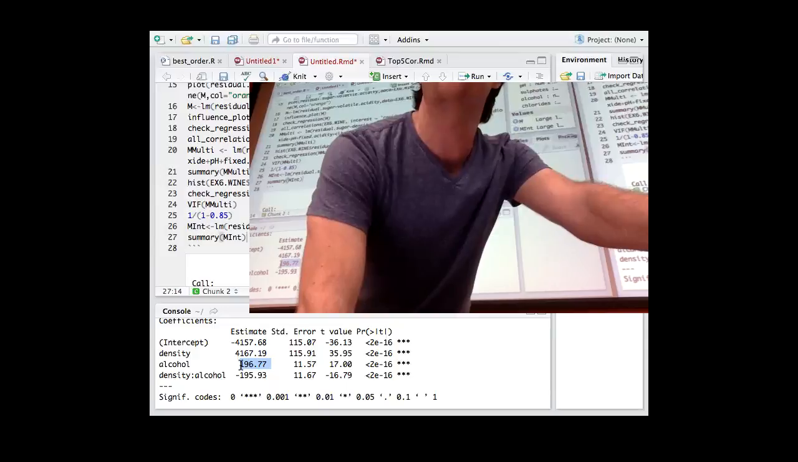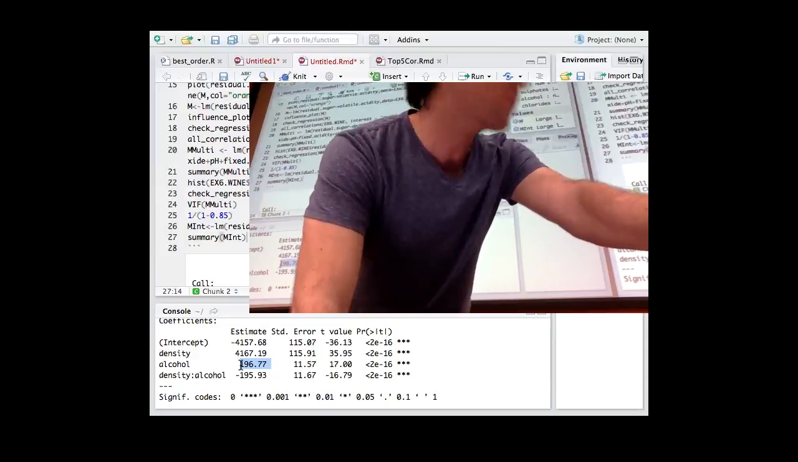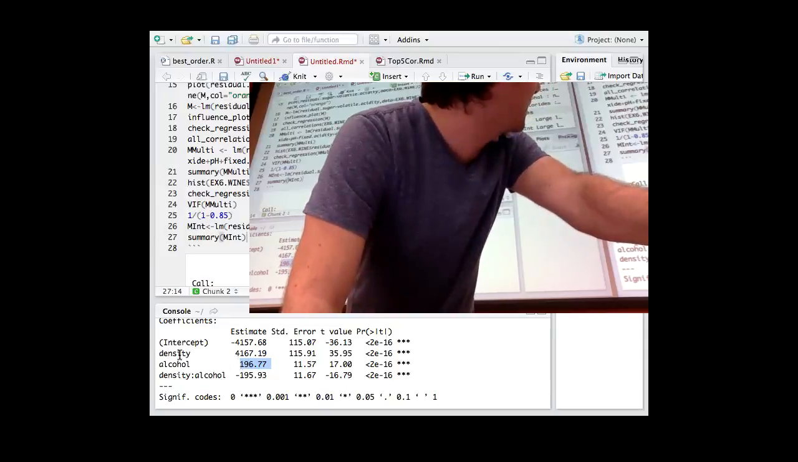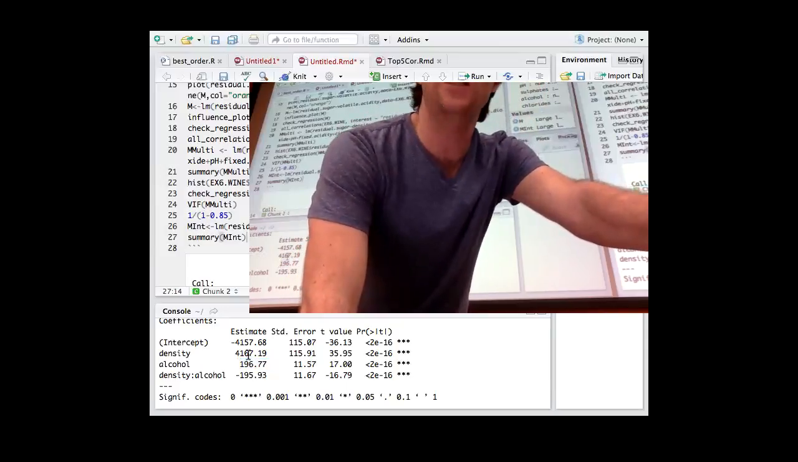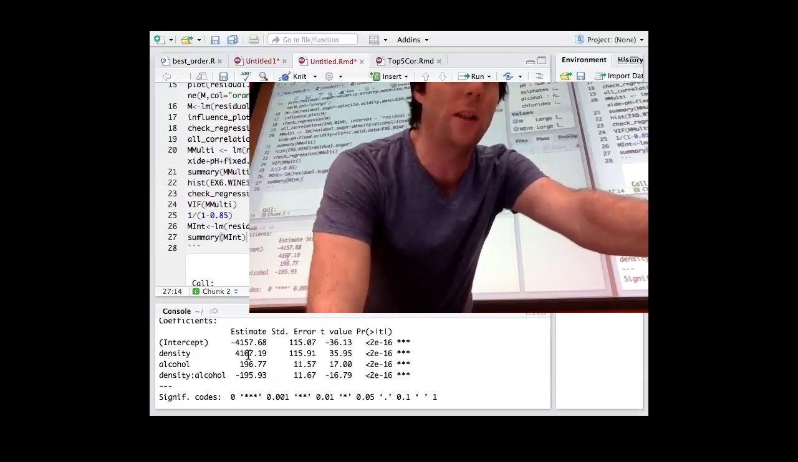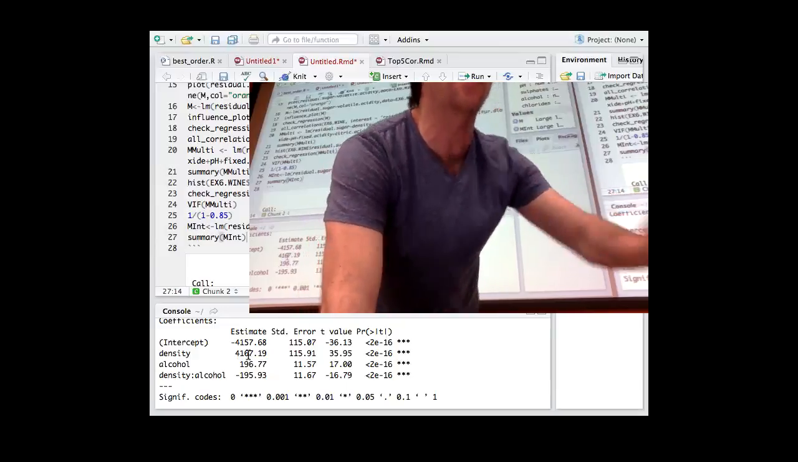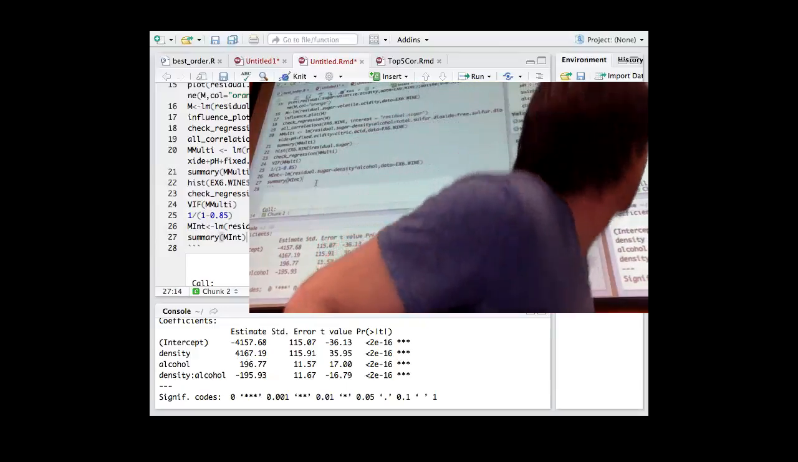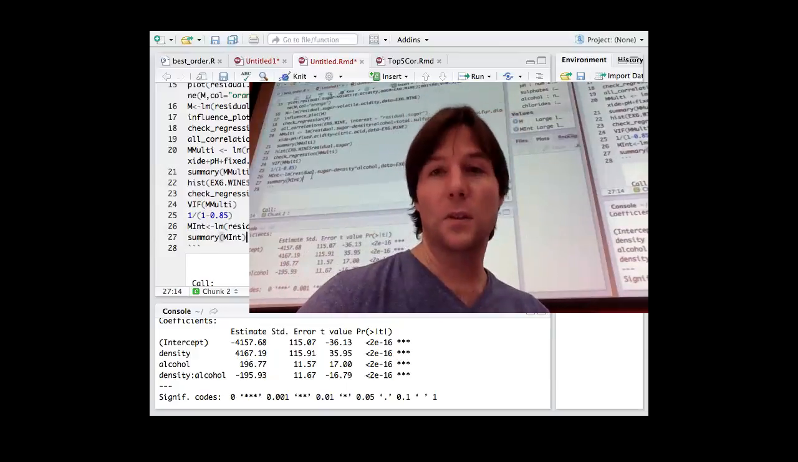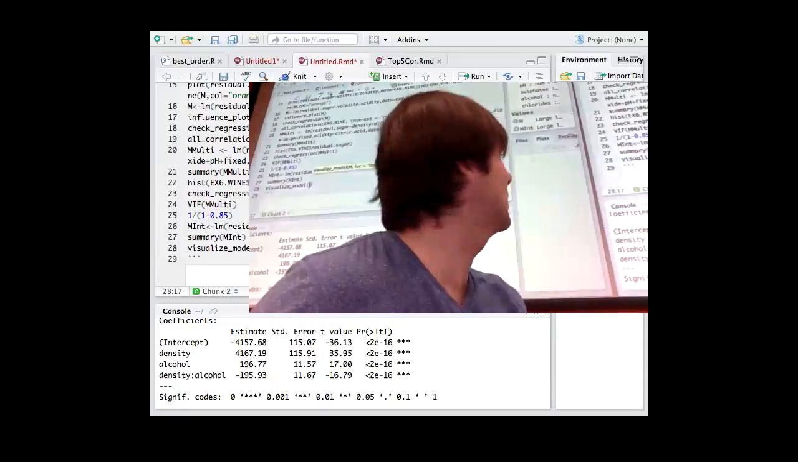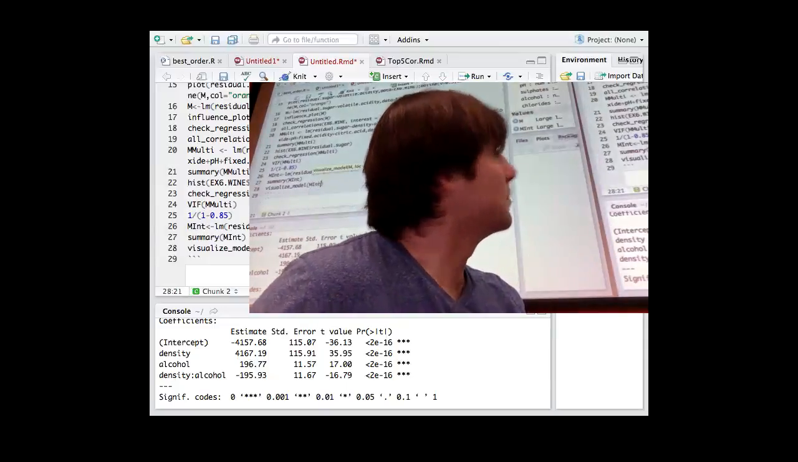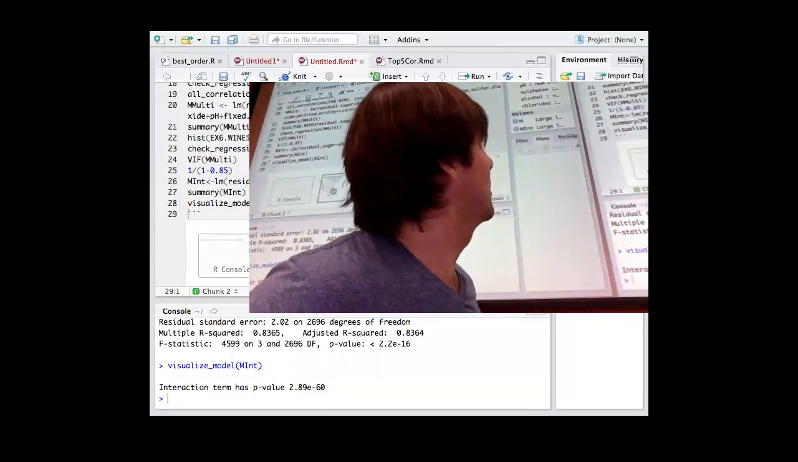It makes the relationship weaker. Does that make sense to everybody? And as density goes up, the intercept goes up. So at low levels of density, we'll have a lower intercept, and as density goes up, the line's going to go more down. So let's look at our implicit lines. Actually, I like visualize model on this. Visualize model works for these. Should work. There it is.